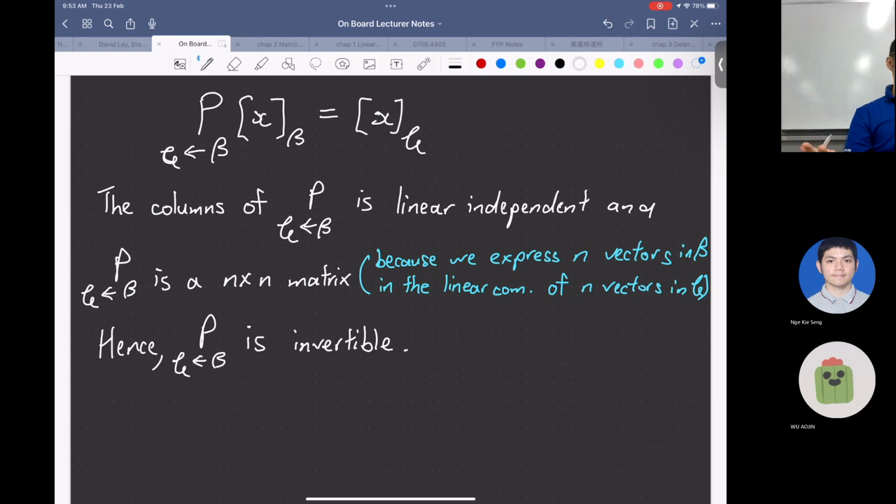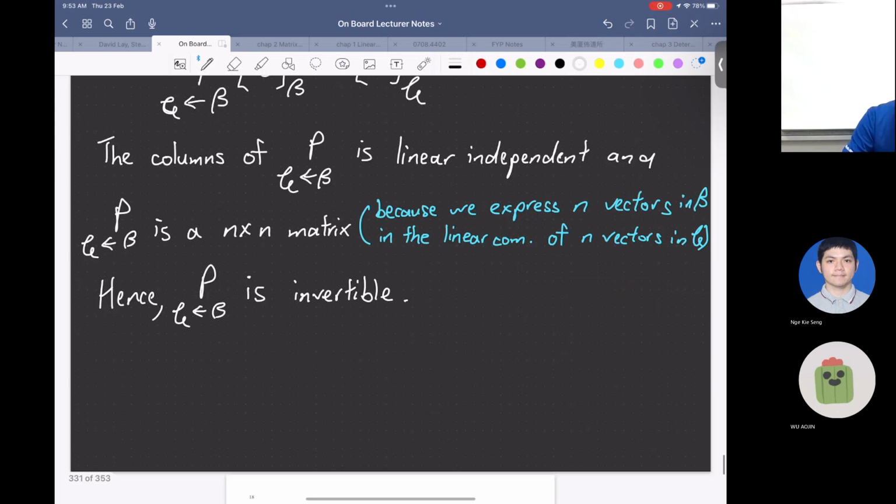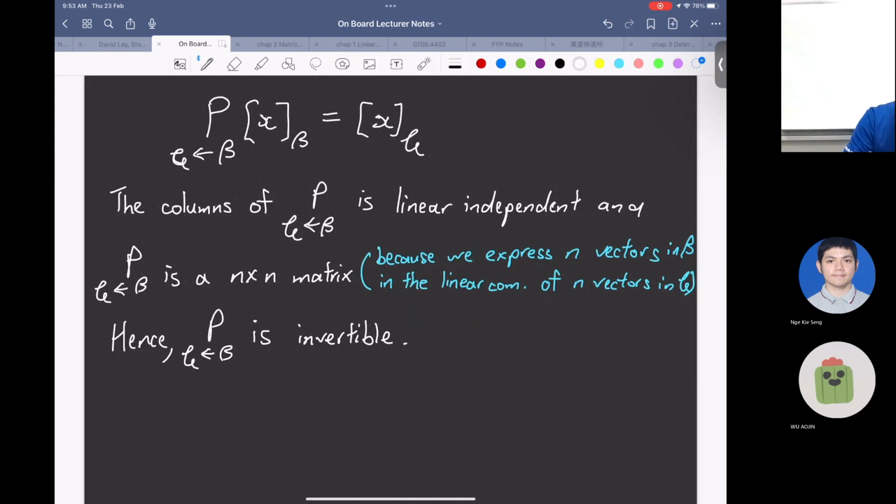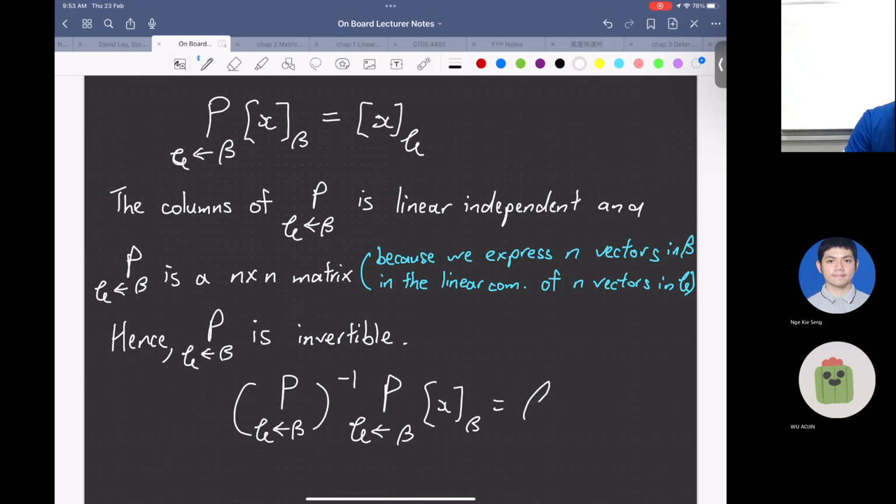Okay. So if it is invertible, then you can find the inverse. So let's call it B to C inverse. Okay, let us multiply on both sides. What do we get on the left-hand side?